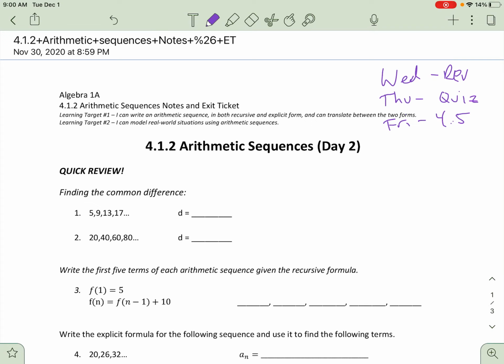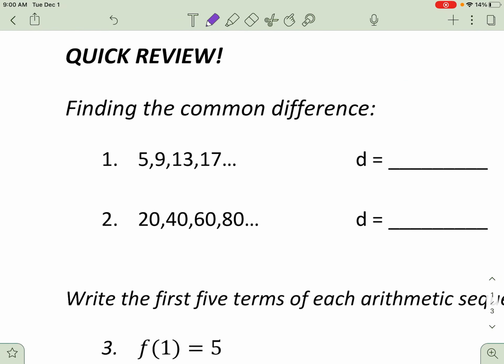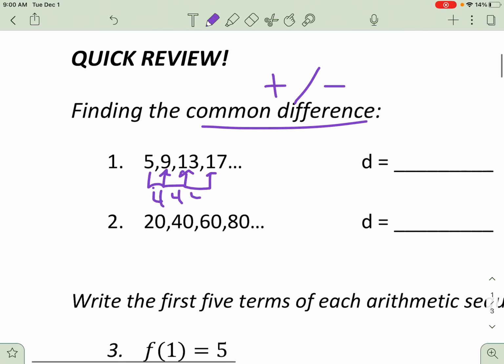Arithmetic sequences. We started this yesterday, and just as a review, when you're talking about finding the common difference, we're saying what is the number that you would have to add or subtract to the first number to get to the second one, right? So to go from 5 to 9, we would be adding 4. From 9 to 13, adding 4. And same thing from 13 to 17. So we are adding 4 each time. So the common difference would be a positive 4.